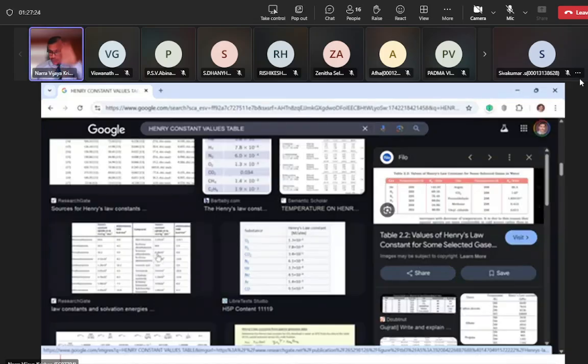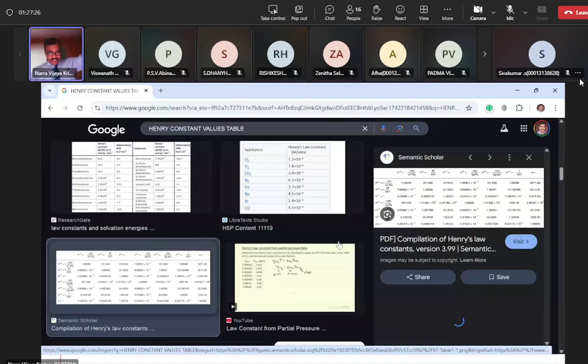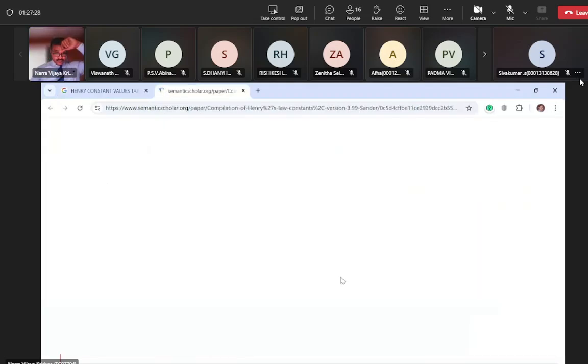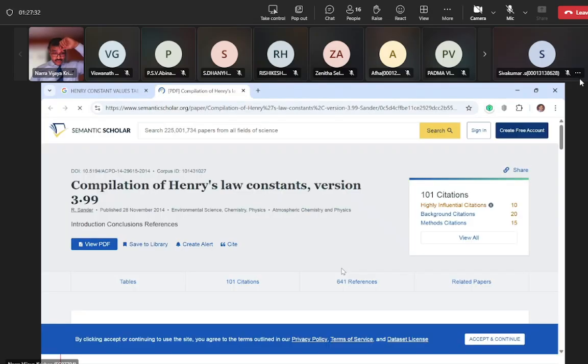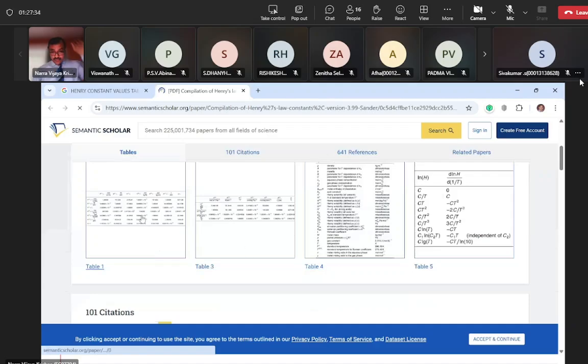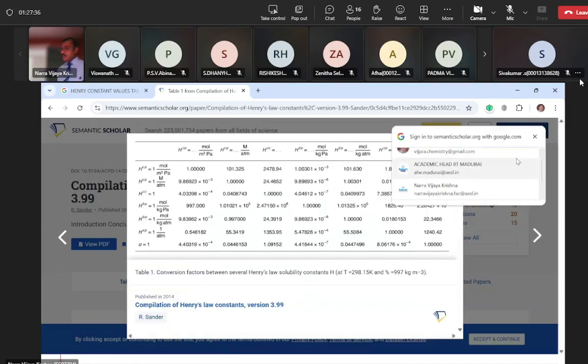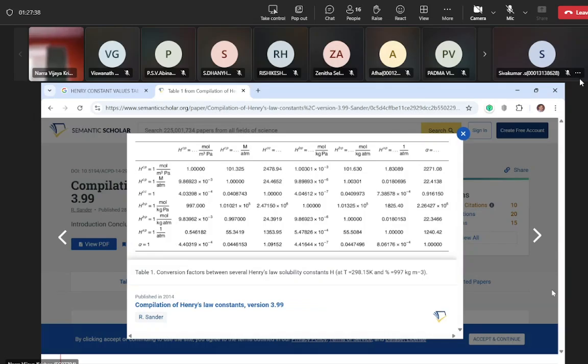Here, to some extent, I found some table. Observe, sir. Henry's constant. Observe what they have given: mole per meter cube per atmosphere, or per Pascal.